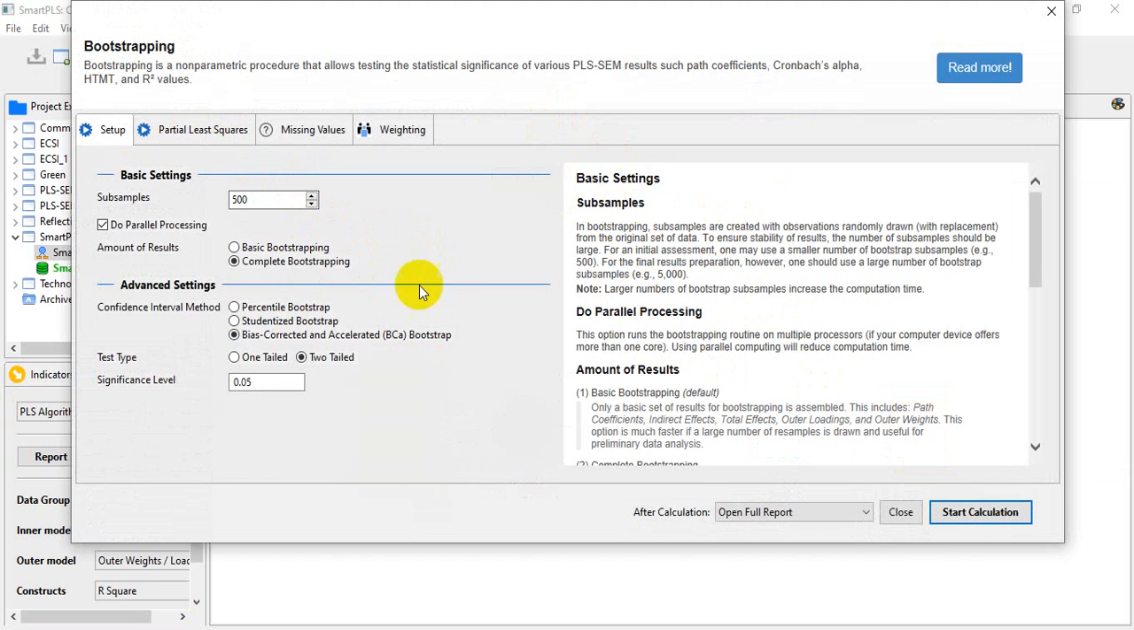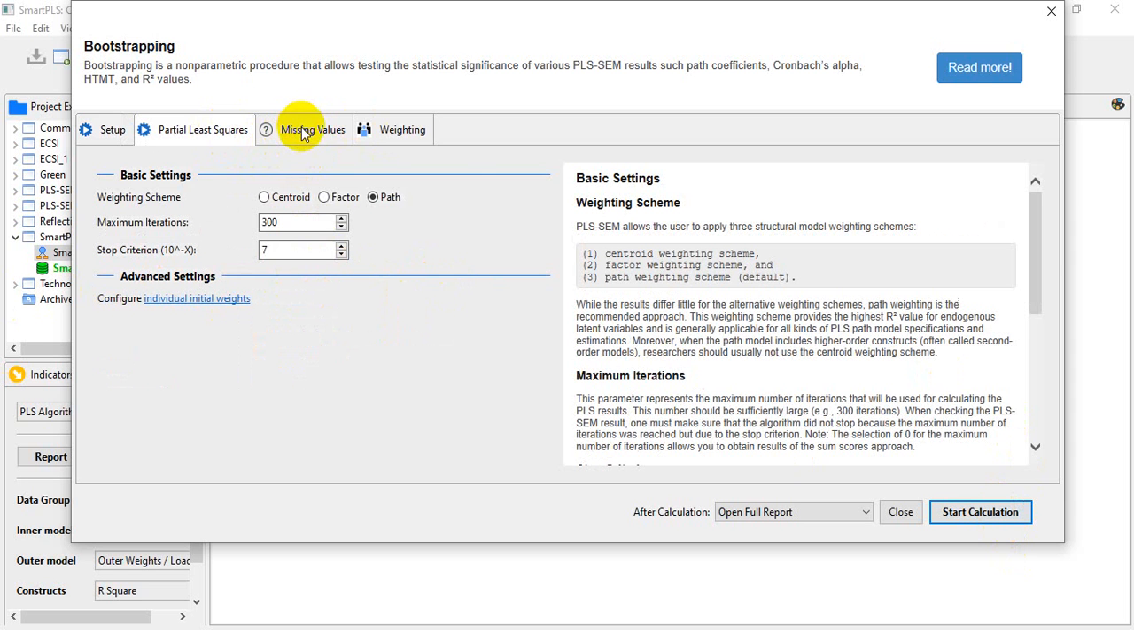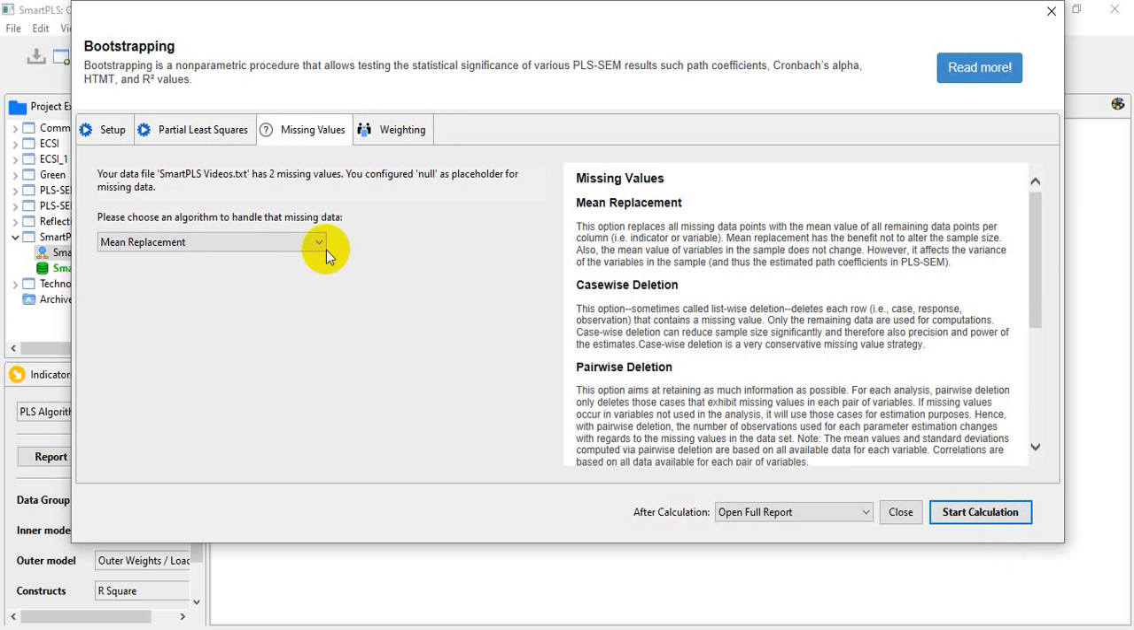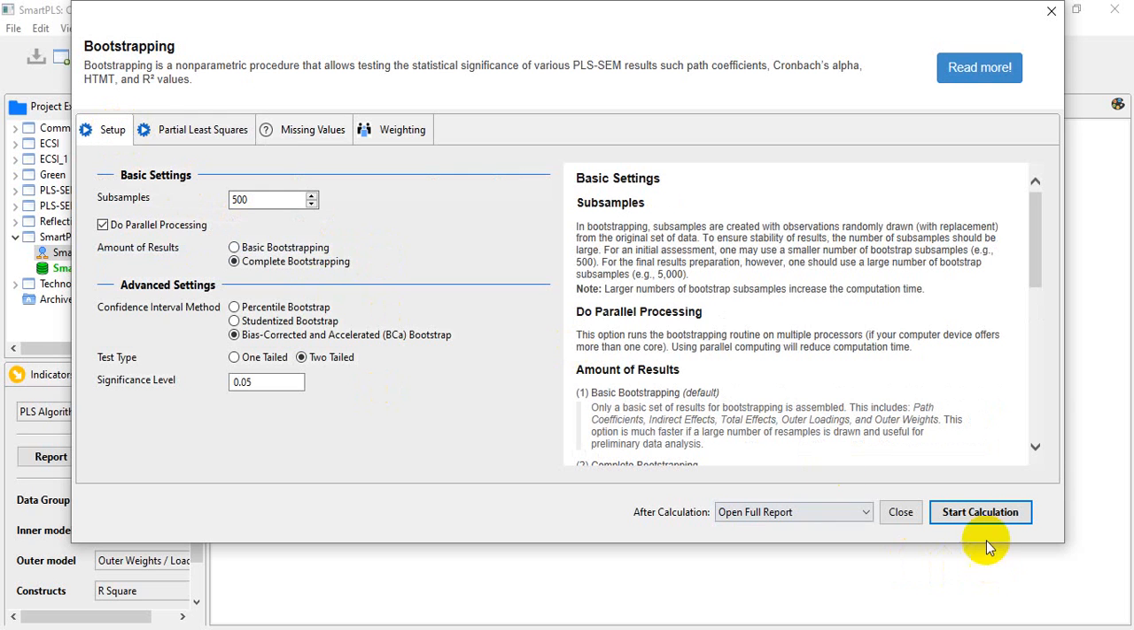So we go to bootstrapping here. What is most recommended is that we use 5,000 subsamples. However, just to run it quickly, I'll be using only 500 subsamples here. It is recommended that you do complete bootstrapping and bias-corrected. Okay, the rest is fine. You don't need to change this by default. If you think you have missing values, you can put mean replacement. Otherwise, just leave it as it is. Okay, there you go. Start calculation.